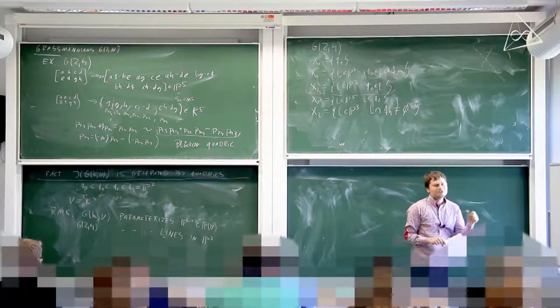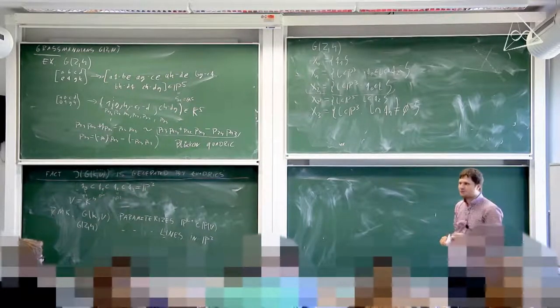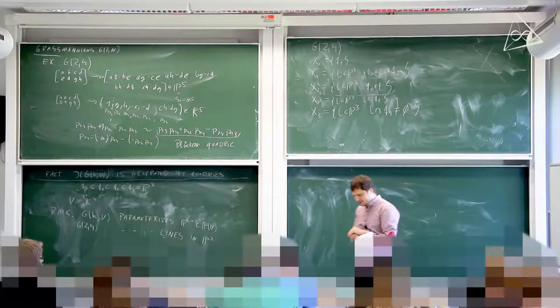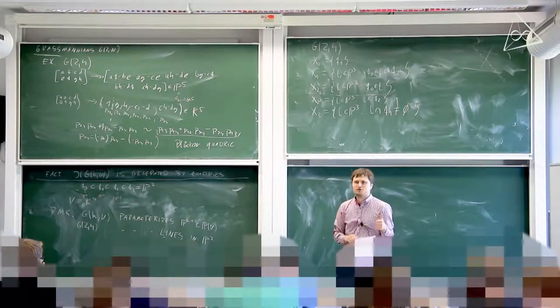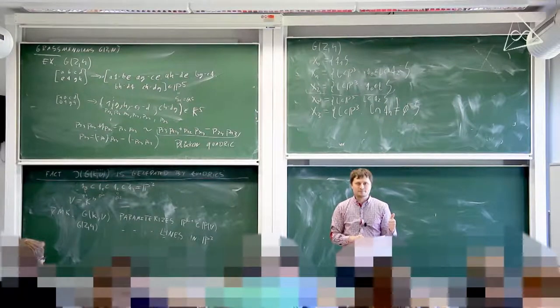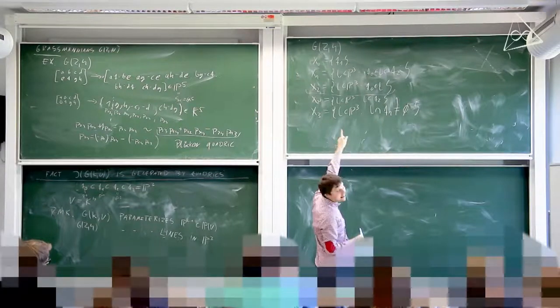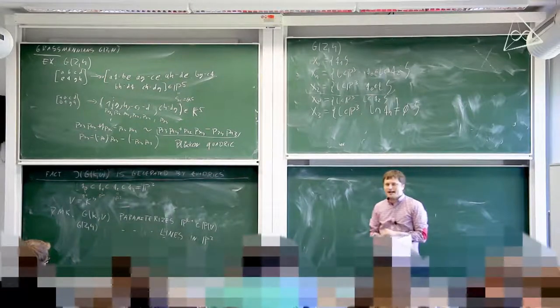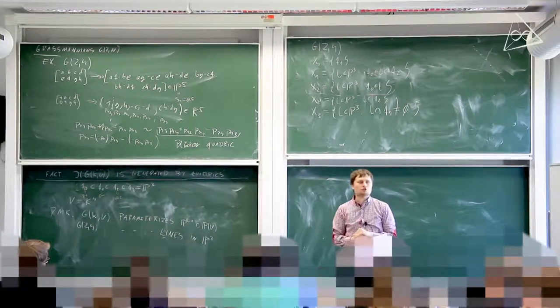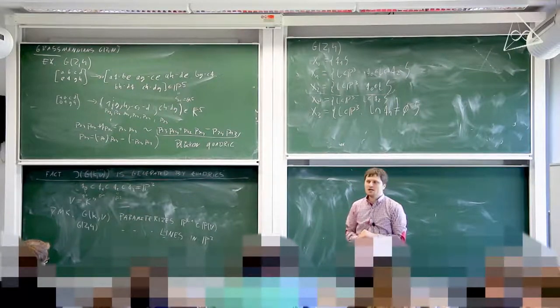I will not define in five minutes what a cohomology ring is, but I would like you to get an intuition. First of all, it's a ring, so you can multiply elements there. In particular, we have to be able to multiply these Schubert varieties. We will do it in a second. And this multiplication should correspond to intersection.